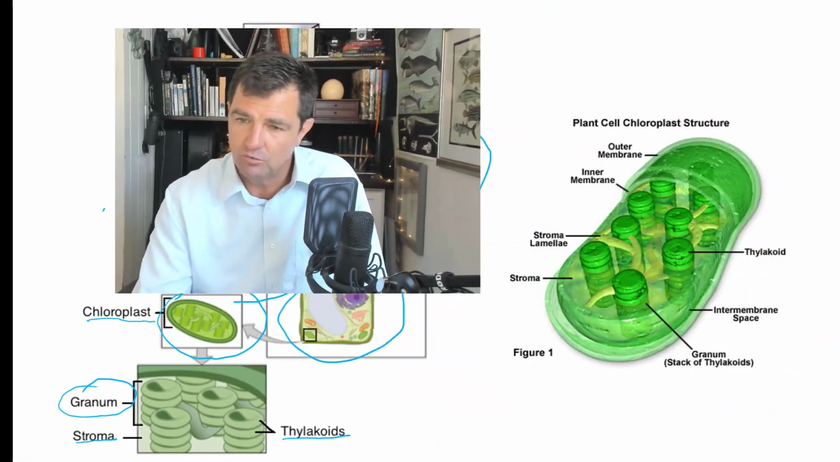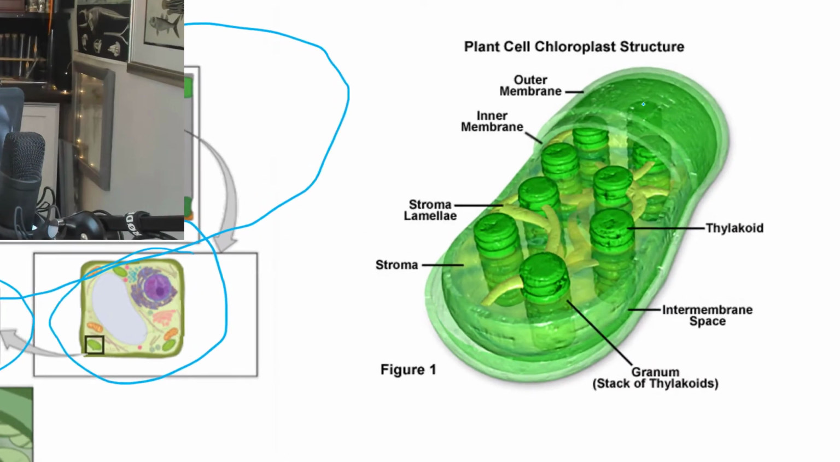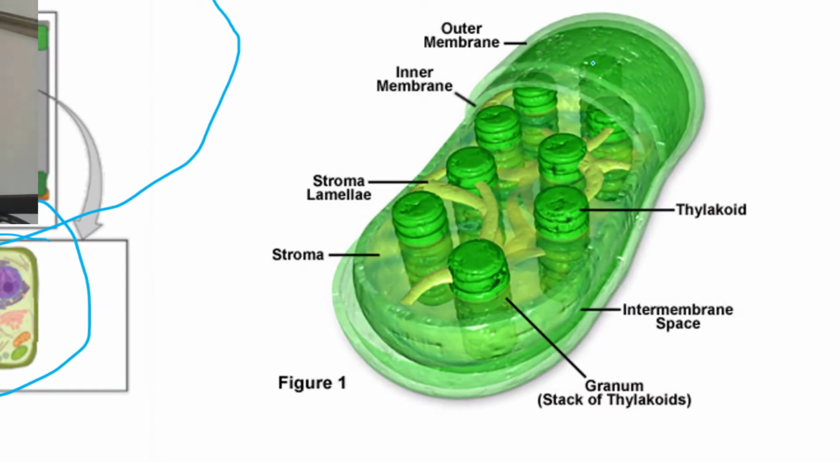So you can see that also once again here. Here's my chloroplast. So you'll notice it's interesting, there's an outside layer and there's an inside layer. So there's two membranes, which is what we saw with the mitochondria in cellular respiration.